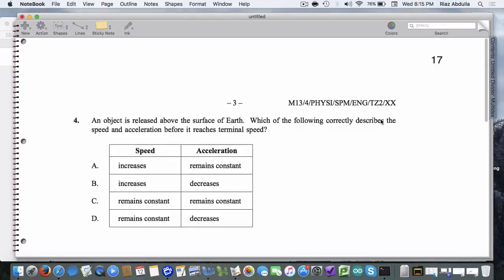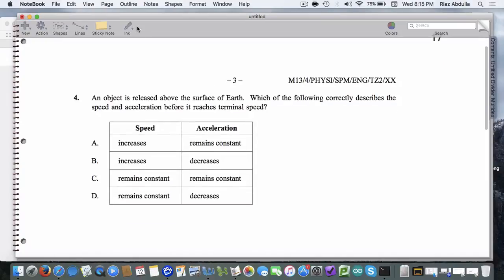All right, now for the next one. When we accelerate, which of the following describes speed and acceleration as we reach terminal speed? So our speed increases, but our acceleration decreases, because remember, our speed gets faster and faster, and then it levels off. The acceleration, though, starts off big, and then it just gets smaller and smaller and goes to 0.